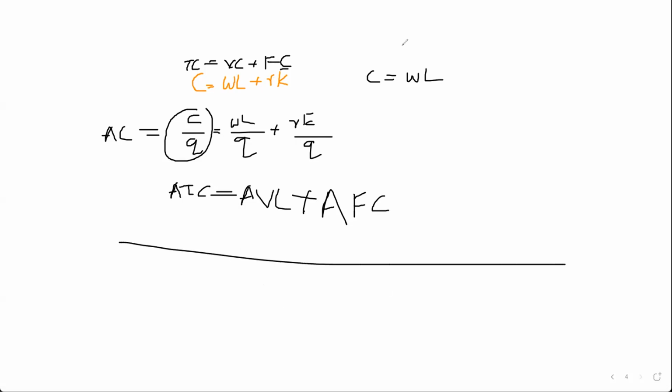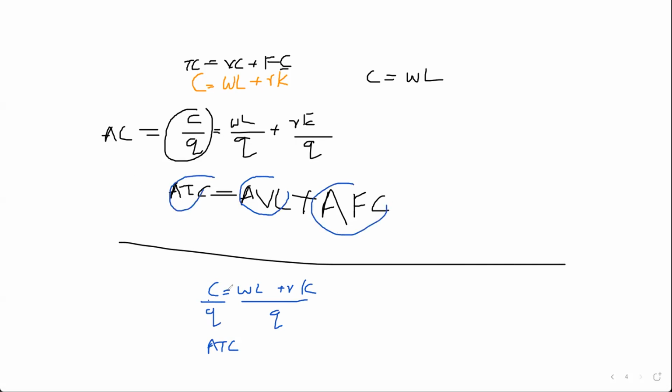When you come to the long run, there is no fixed input, so divide by Q, divide by Q, only the average total cost concept is there. Not like average variable cost and average fixed cost, the three components here, in the long run only.